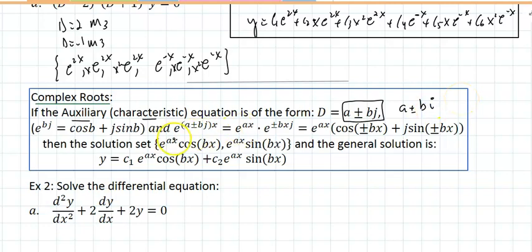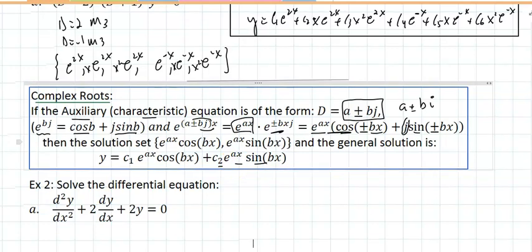Then we know that if d equals a plus bi, e to the bj is the cosine of b plus j sine of b. So e to the a plus or minus bjx, that's ax, bjx. This you leave alone, it's right there. And this gives you a cosine and a sine. So basically, you really ignore that j and you ignore the plus or minus. And you write c1 times e to the ax times the cosine of bx and c2 times e to the ax times the sine of bx. And I'll show you how that works.